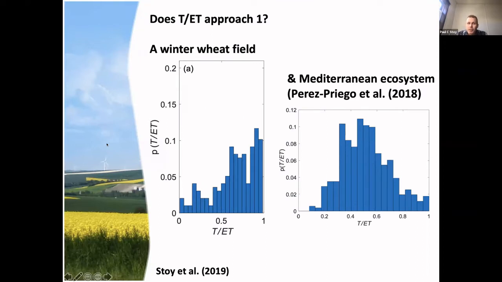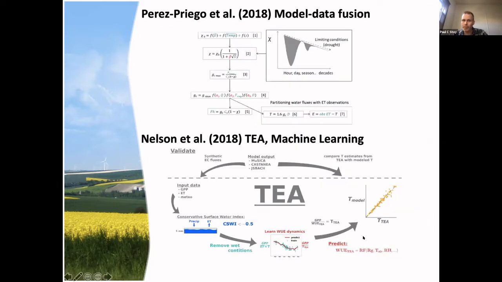The second assumption: does this T over ET ratio approach one in the first place? Using a partitioning approach I'll describe in a second, we find that over a winter wheat field, this might not be a bad assumption. It will never be one. There's always going to be some evaporation, even if it's quite trivial, but does it approach one? And our argument might be yes, although in some ecosystems this might be a better assumption than others. Perez-Priego and colleagues, in this study on the right, showed that it rarely, if ever, does, but perhaps.